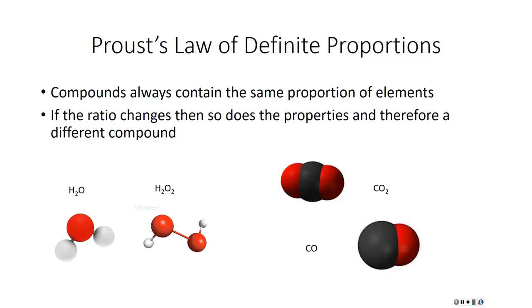Because we've changed something about it, that means it's a different compound. And because it's a different compound, it has different properties. So, for example, what is hydrogen peroxide used for? Cleaning wounds. Cuts, wounds, cleaning, right? Because it kills off the bacteria and so forth.